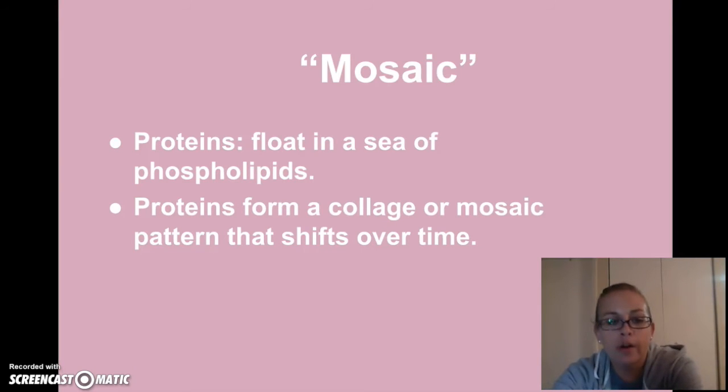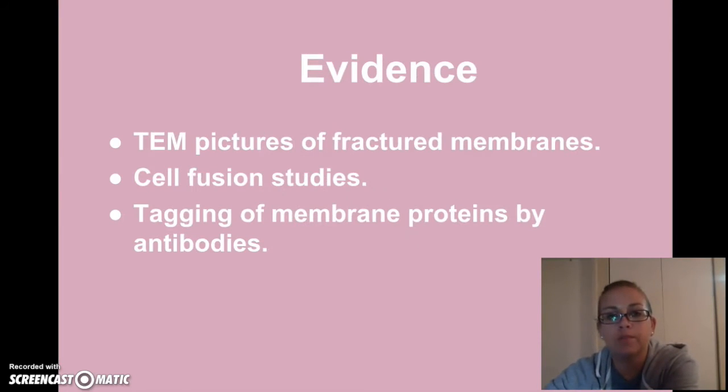Now the mosaic part of fluid mosaic model comes from the proteins. These proteins actually float in a sea of phospholipids. When we say it's mosaic, like when you talk about art as a collage or a mosaic, those proteins are going to shift around and change over time.